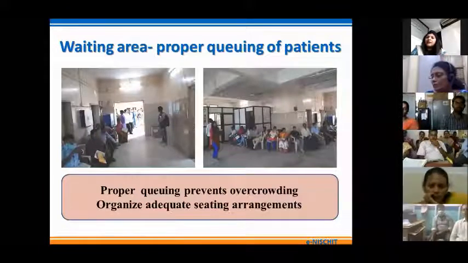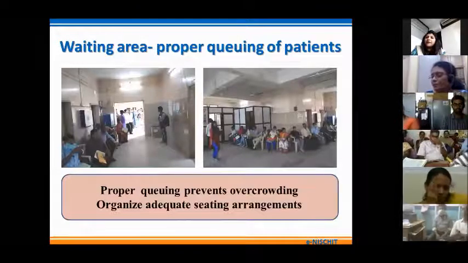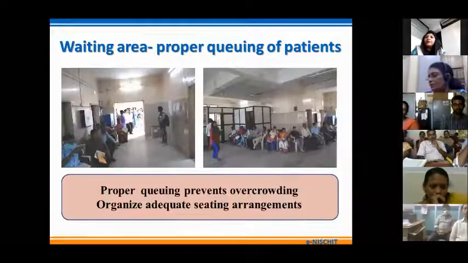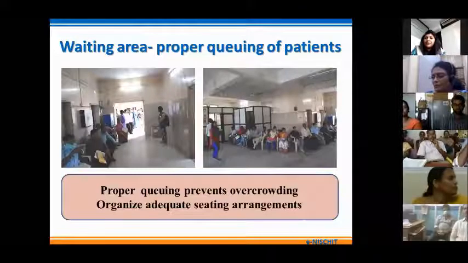Another thing: if you couple this with queuing of patients and not allowing patients to obstruct the doors, standing haphazardly in your waiting areas, if you have proper seating arrangements and proper queuing of patients, this along with the cough etiquette measures is going to greatly reduce the risk of TB transmission in the waiting area. Next slide, please.